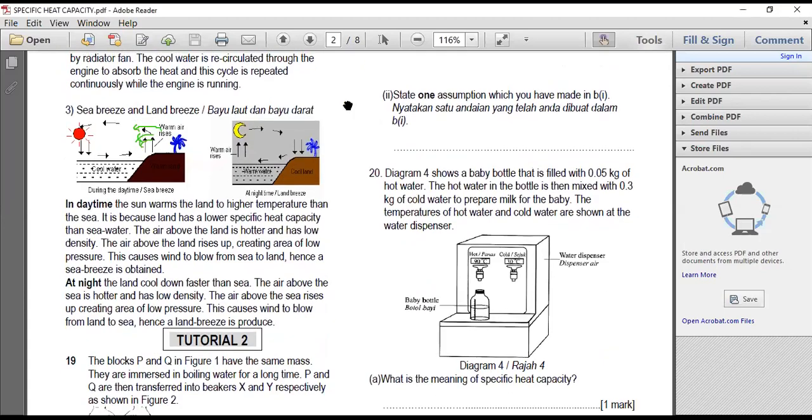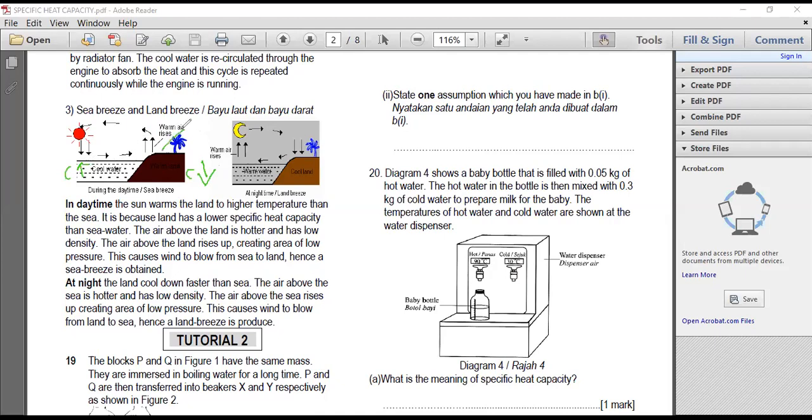Next, the formation of sea breeze and land breeze. Sea breeze happens during daytime. During daytime, the land is warmer. Land is solid, so the land is warmer. Why? Because the land has smaller specific heat capacity, so the land is warmer compared to the water. Water has higher specific heat capacity compared to land.